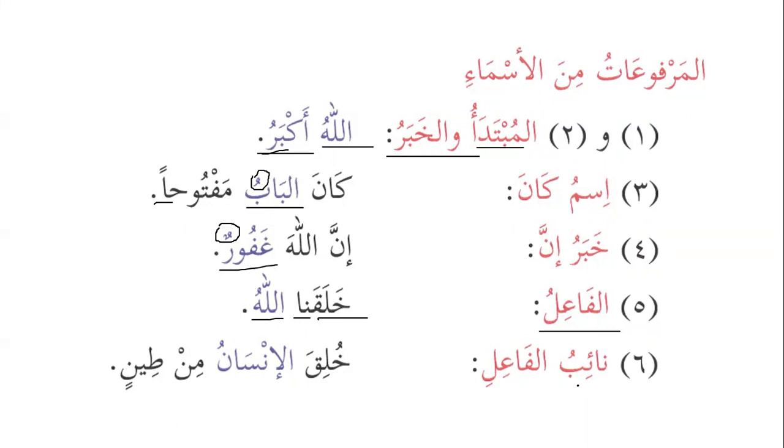And then na'ibul fa'il, we haven't discussed it because it is used in the passive sentences, the majhul sentences. However, it is also a form of the fa'il, which comes after the passive verb. So khuliqa is basically the passive form of the verb. And after that, na'ibul fa'il will be al-insanu min tinin, from the mud. Khuliqa al-insanu min tinin, man was created from the mud. So na'ibul fa'il means the deputy of the fa'il. We don't call it directly a fa'il, but it is the deputy or the agent that is in the place of the fa'il, but not a direct doer. So only six of them are marfu'at: al-mubtada wal-khabar, ismu kana, khabaru inna, al-fa'il, wa na'ibul fa'il.